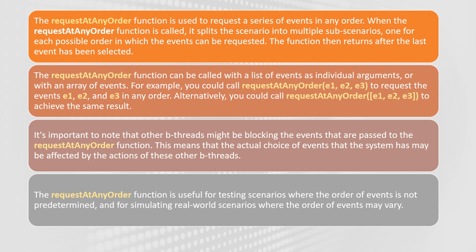Other B-threads might be blocking the events passed to the request at any order function, which may affect the actual choice of events that the system has. The request at any order function is useful for testing scenarios where the order of events is not predetermined and for simulating real-world scenarios where the order of events may vary.